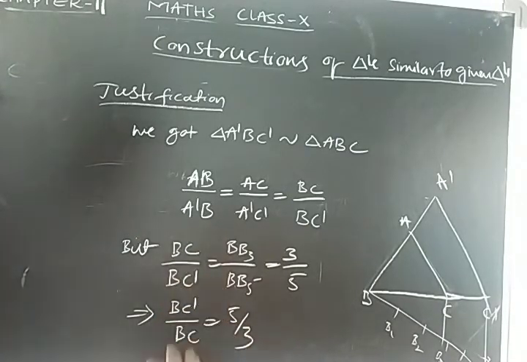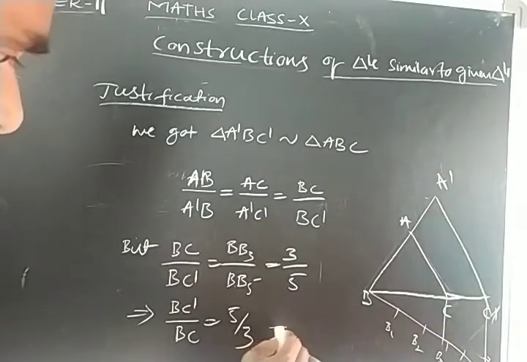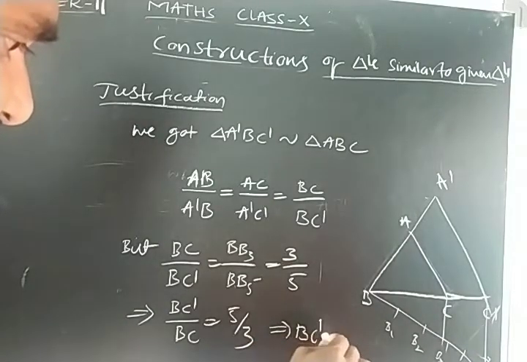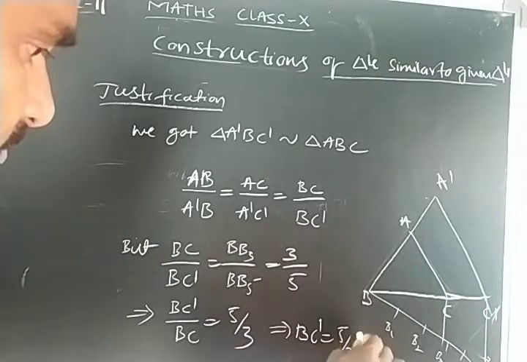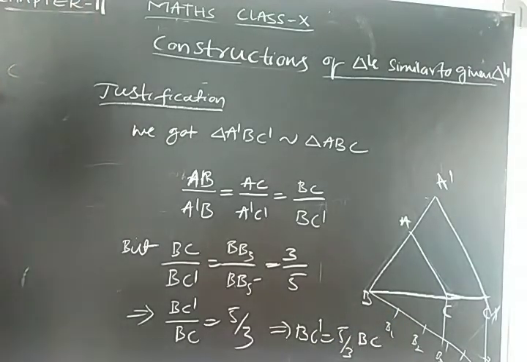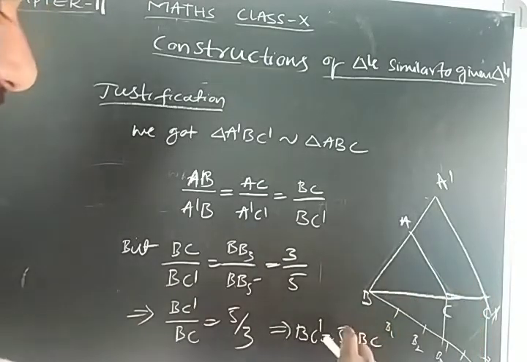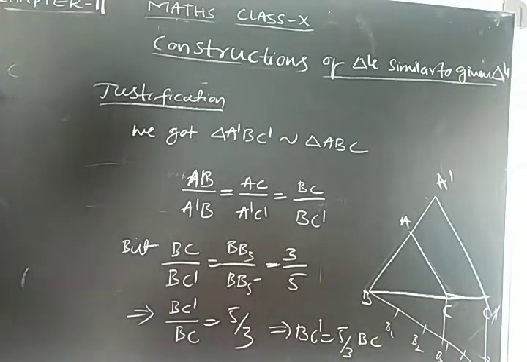This is BC by BC dash, so I am taking the reciprocal. So BC dash by BC is 5 by 3. From this, you can write BC dash is equal to 5 by 3 of BC. That means one side of the newly constructed triangle, BC dash, is 5 by 3 of the corresponding side of the given triangle. So the BC dash side length is 5 by 3 of the given triangle's corresponding side.